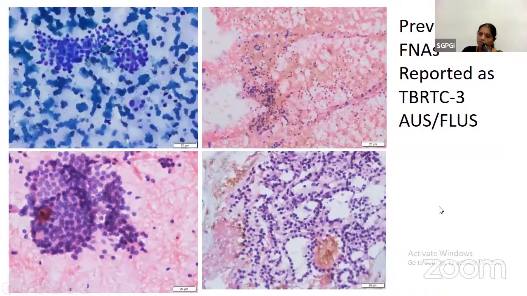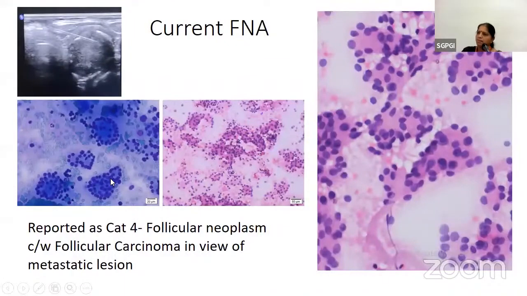Then came the current FNA, which was absolutely cellular. This was done by the senior resident, Dr. Eljiva, who is a former resident of SGPGI. You can be very proud of her. She had beautiful smears, and it was obvious to us that it's a follicular neoplasm. Now, the classic teaching is that in category 4 follicular neoplasm, cytology cannot differentiate between follicular adenoma versus carcinoma because you need to demonstrate invasion, etc. But here you have a patient with a metastasis, so there's no problem in calling this follicular carcinoma.